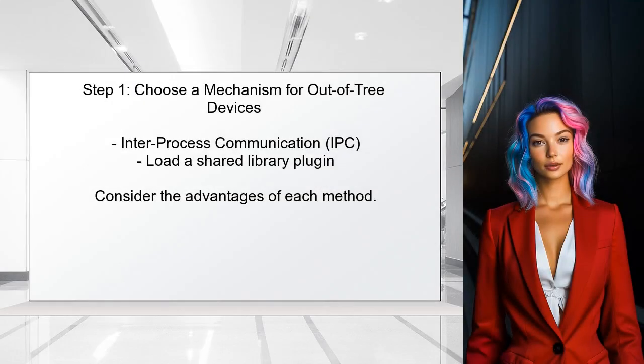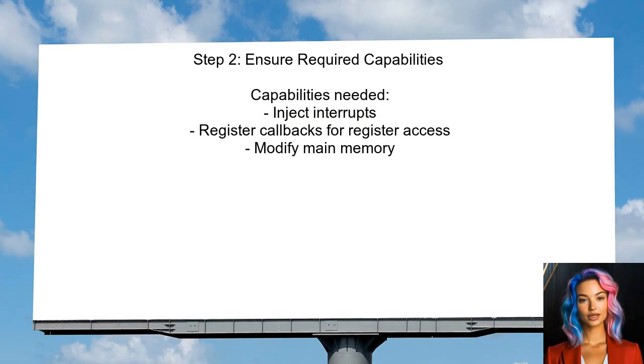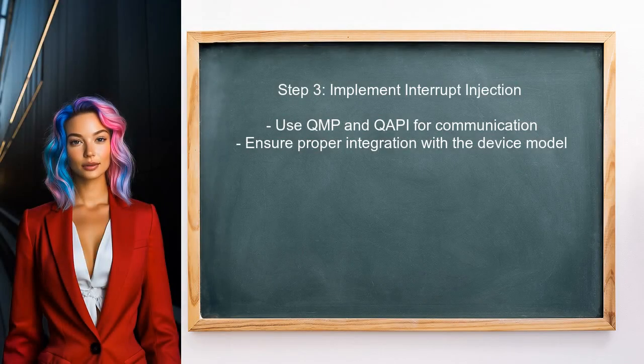To create out-of-tree QEMU devices, the user should first decide on the mechanism they want to use. They can choose between inter-process communication, or IPC, and loading a shared library plugin. Each method has its own advantages. Next, the user needs to ensure that the required capabilities are available. These include the ability to inject interrupts, register callbacks for register access, and modify main memory. After confirming the capabilities, the user should implement the interrupt injection.